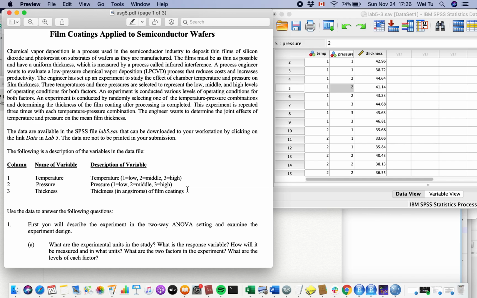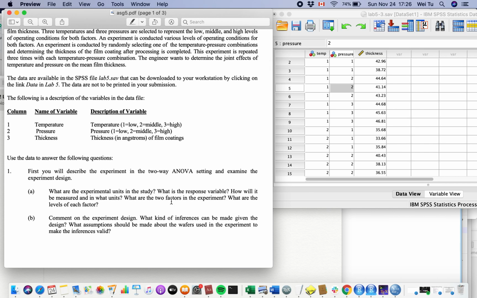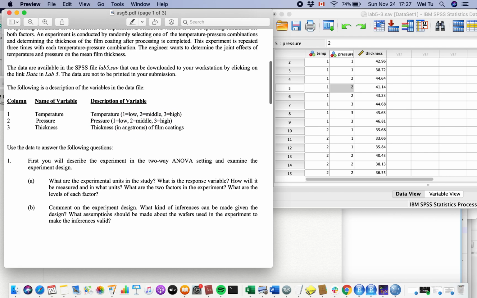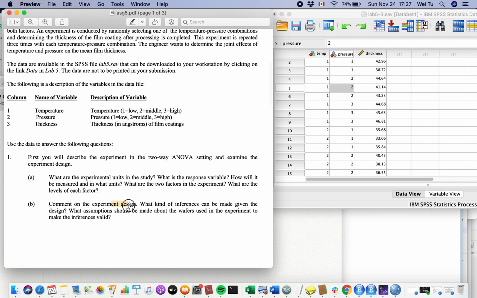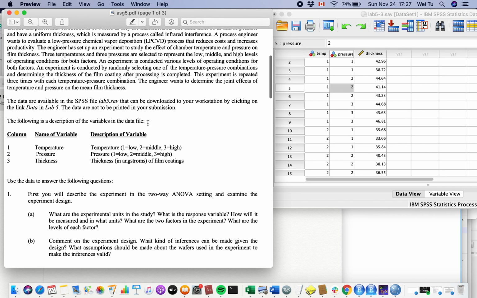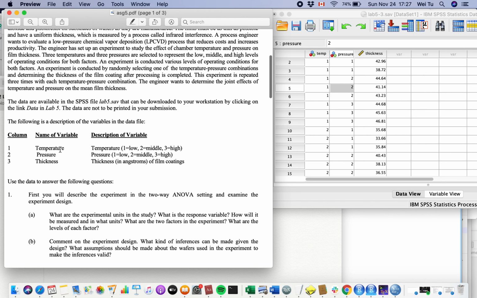What is film coating? Anyway, the response variable is the thickness, and it's measured in the sky. Okay, we have 2 factors, and we have the levels. What kind of design do we have? In this case, as you can see, we have exhausted all the combinations of this, and it's randomly determined. So we randomly select one of the combos, okay?